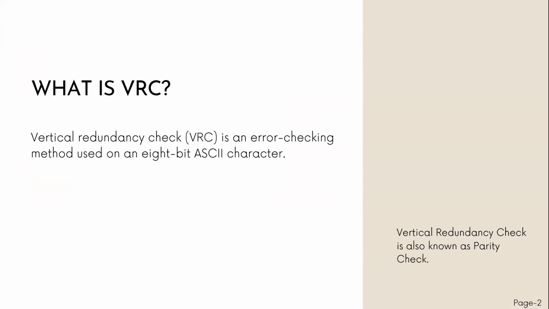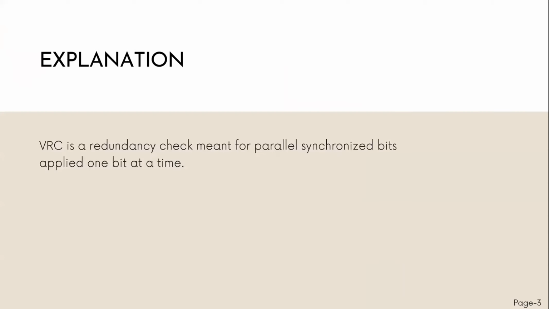Even parity means the total number of ones in the data is to be even, and odd parity means the total number of ones in the data is to be odd. Vertical redundancy check is also known as parity check. Explanation: VRC, or vertical redundancy check, is a redundancy check meant for parallel synchronized bits applied one bit at a time. It uses additional parallel channels for check bits and refers to single parity bits or large Hamming code.